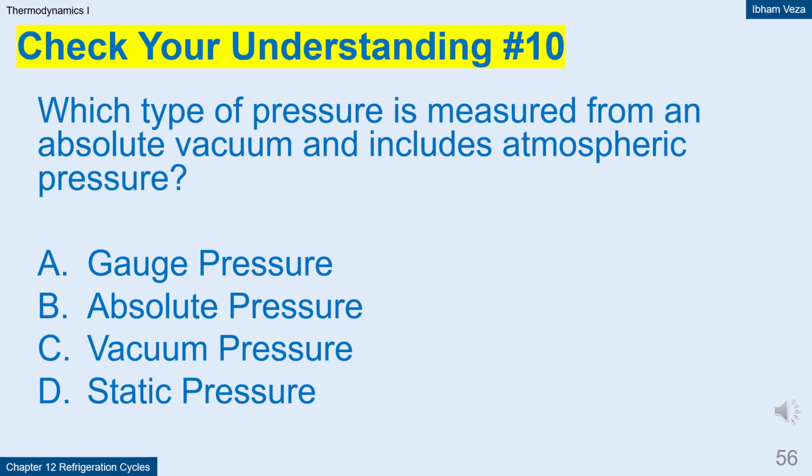Answer B. Absolute pressure. Explanation of why other answers are wrong. A. Gauge pressure. Incorrect, because gauge pressure is measured relative to atmospheric pressure and does not include atmospheric pressure. C. Vacuum pressure. Incorrect, because vacuum pressure represents pressure below atmospheric pressure, indicating suction or low pressure conditions, not absolute pressure. D. Static pressure. Incorrect, because static pressure refers to the pressure exerted by a fluid at rest and is not defined as being measured from an absolute vacuum.